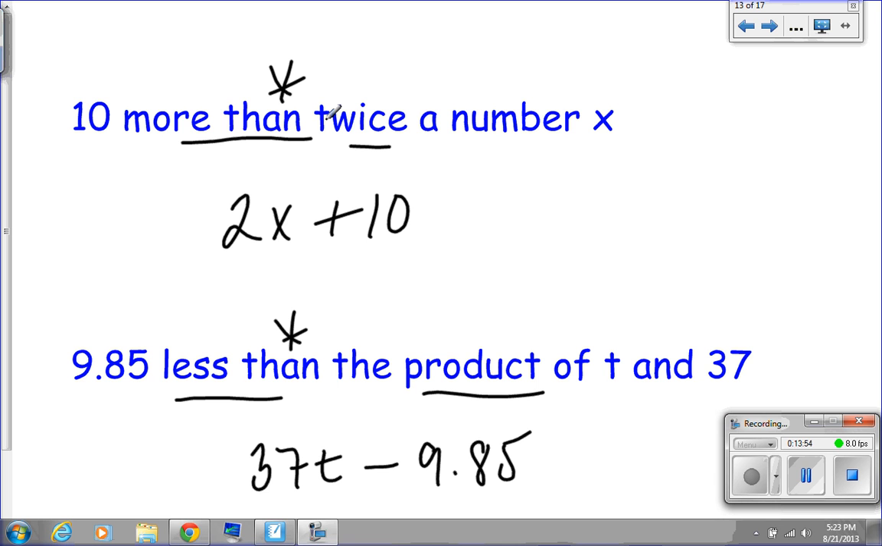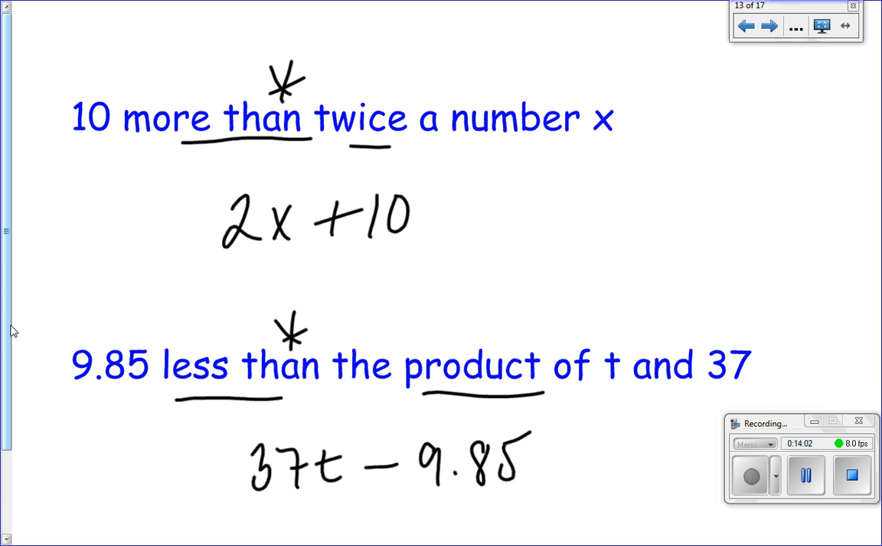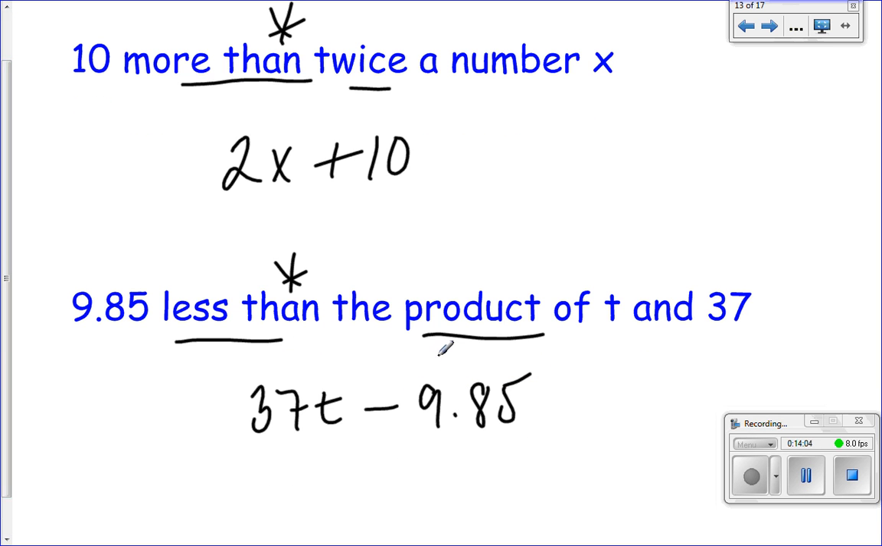Here's what you should have gotten for both these expressions. 10 more than twice the number x. Again, more than is the one we flipped. So 2x plus 10. And 9 and 8500 less than the product of t and 37. 37t minus 9 and 8500.